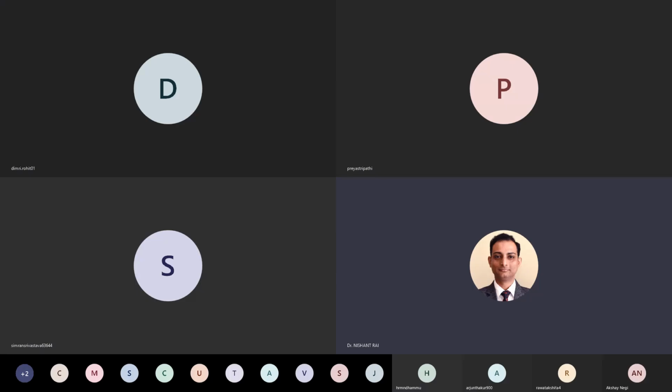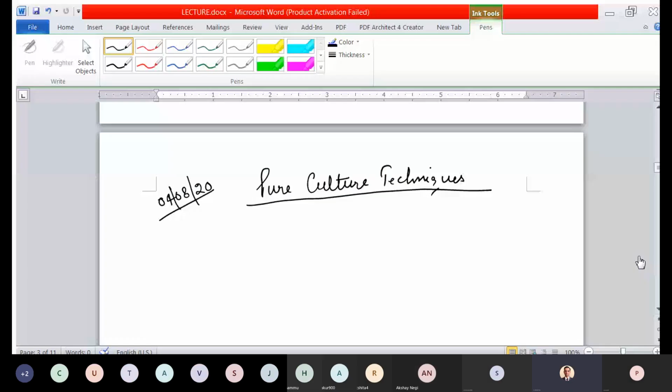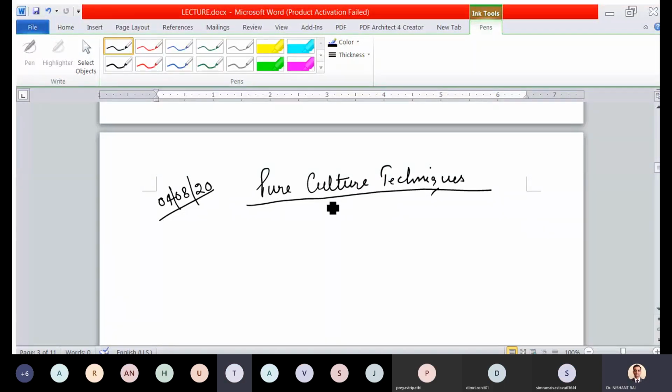The different methods of pure culture techniques, right? So today also we are taking this as an example. What are the methods to isolate the bacteria from the given sample: isolation, enumeration, and pure culture techniques.